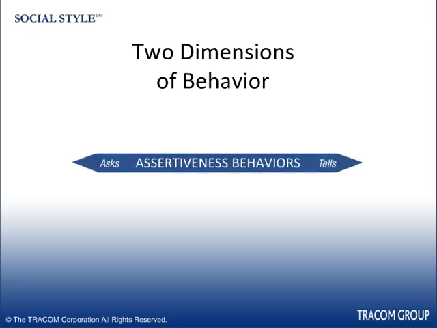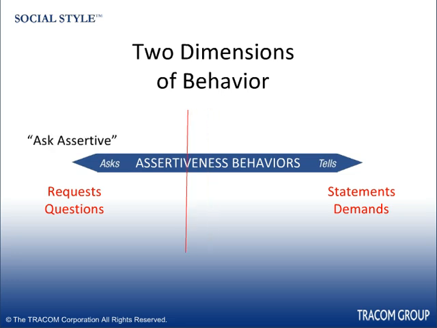The first is what TRACOM calls assertiveness. The scale measures whether people are more or less direct in their interactions with others, such as making requests or asking questions, compared with talking in statements or making demands. The more ask-assertive a person is, the further to the left they are on the assertiveness scale. The more tell-assertive a person is, the farther to the right.